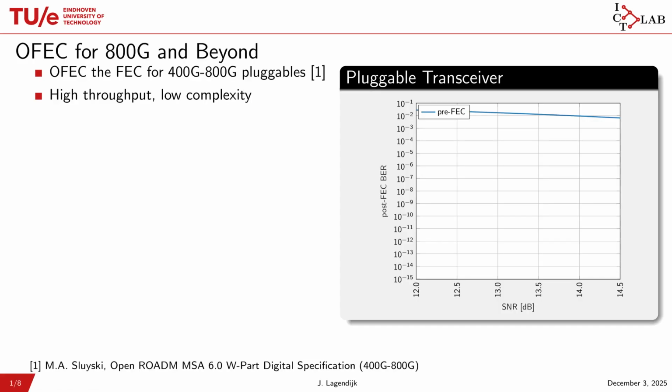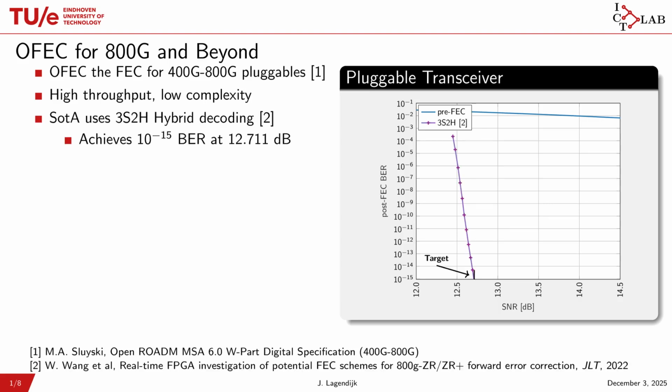So the OFEC code is the FEC for 400G pluggables, and is also under consideration for 800G and beyond. It's designed to have very high throughput with relatively low decoding complexity. Currently, the state of the art aims to achieve a target bit error rate of 10 to the minus 15 at an input bit error rate of 12.7, as you can see on the figure.